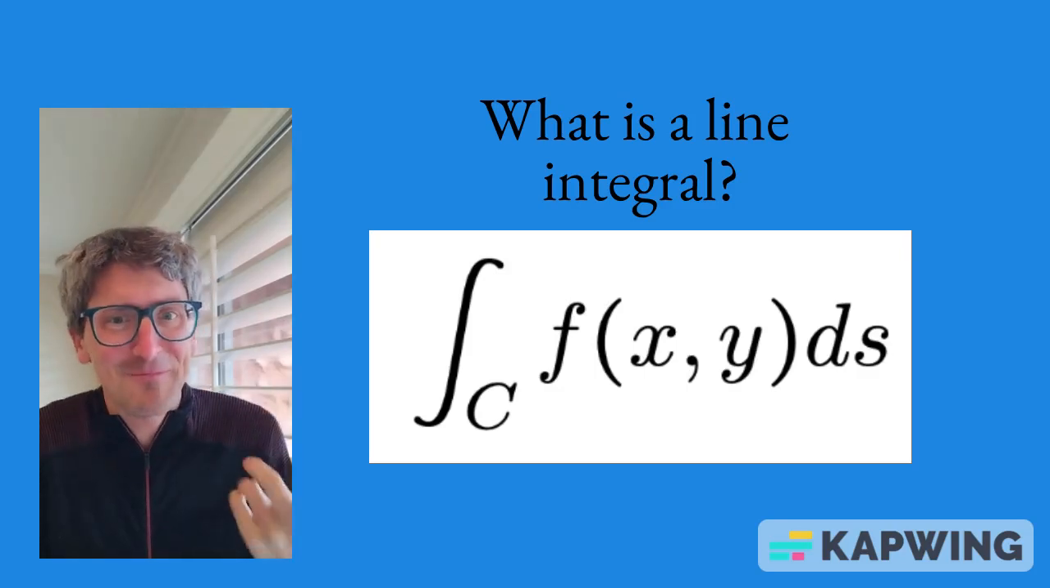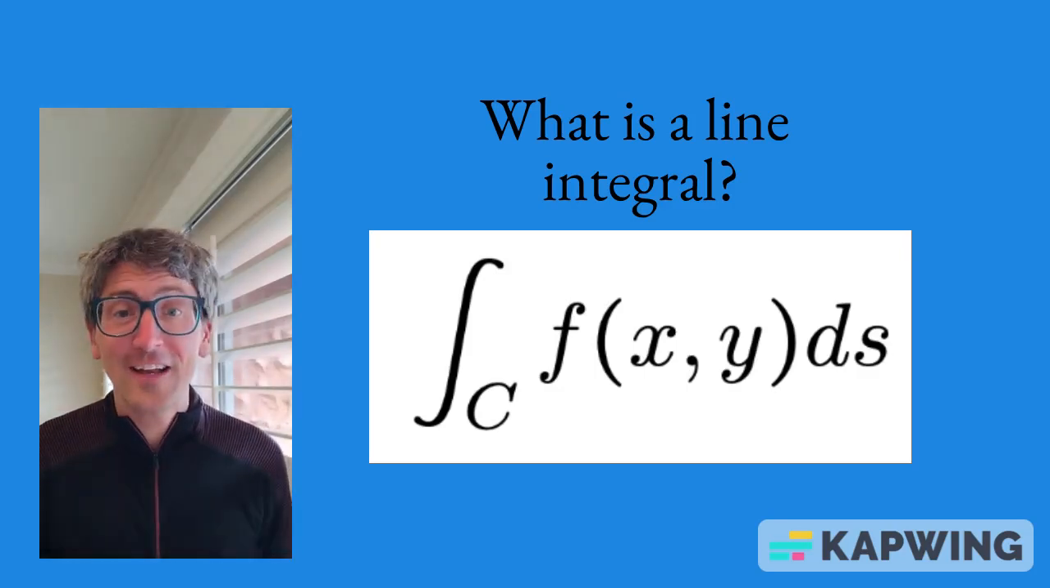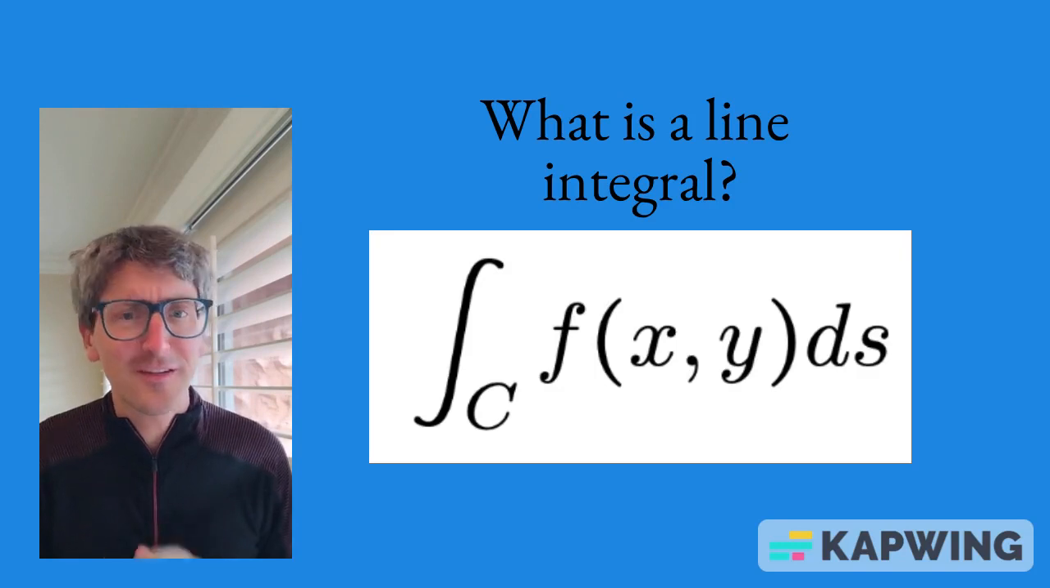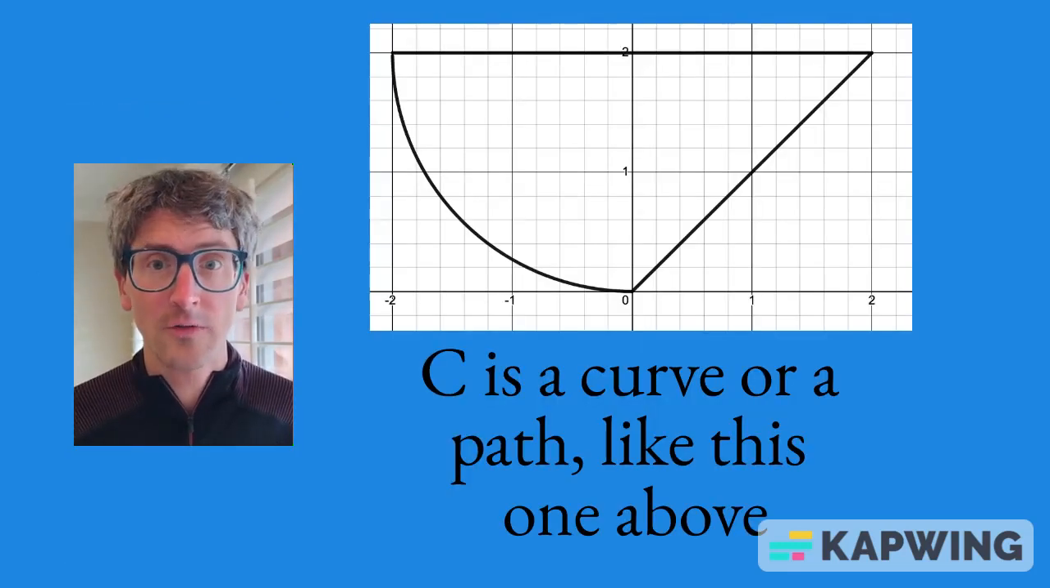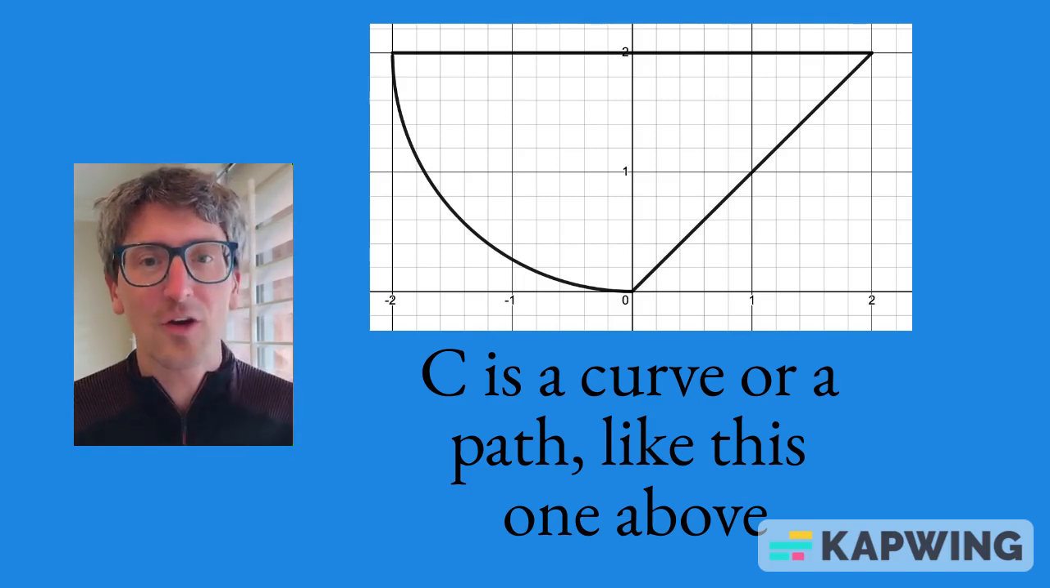Hey, what is this thing and what does it mean? Well, this is called a line integral, or sometimes maybe a curve integral. And let's start with that letter C. It represents a curve. It could be in three-dimensional space. In this picture, it's in the plane. And imagine we're walking along that curve.